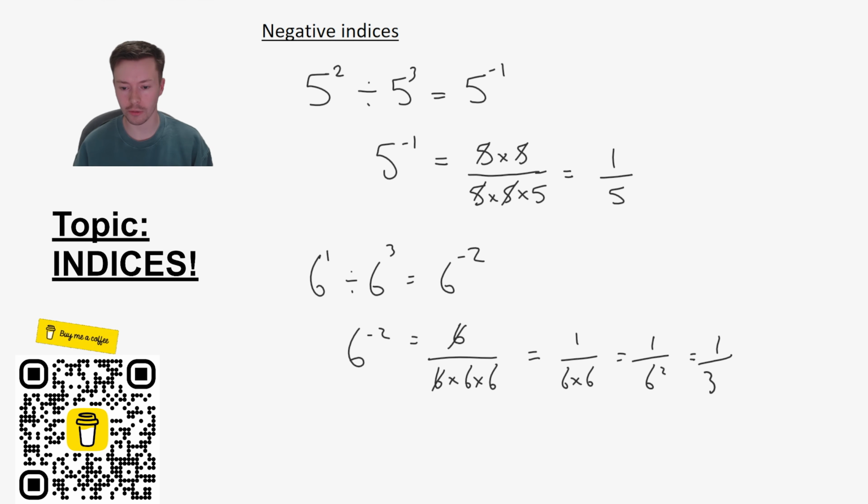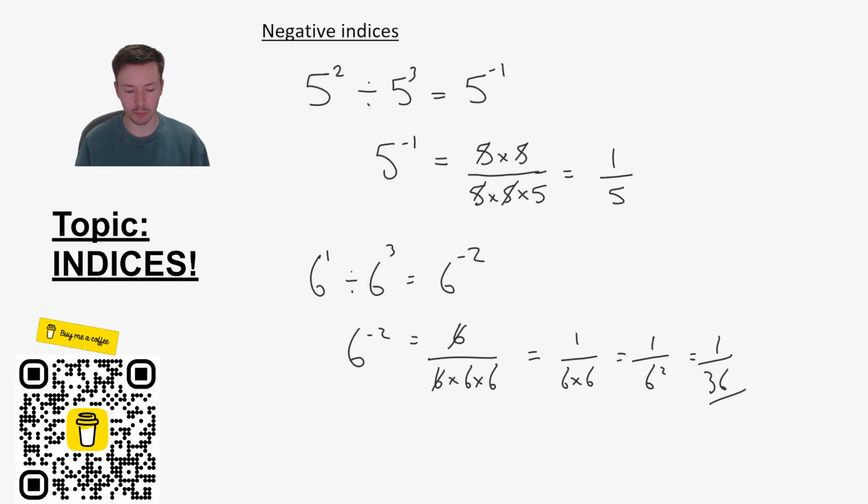and 1 over 6 squared is 1 over 36. Okay, so to get rid of the negative power, you make the number into the reciprocal. If it's a whole number, it's 1 over that number. And then this power here, the value, the absolute value it might be called, once you've got rid of the negative, you then need to do that power. So we need to square 1. 1 squared is 1. 6 squared is 36.